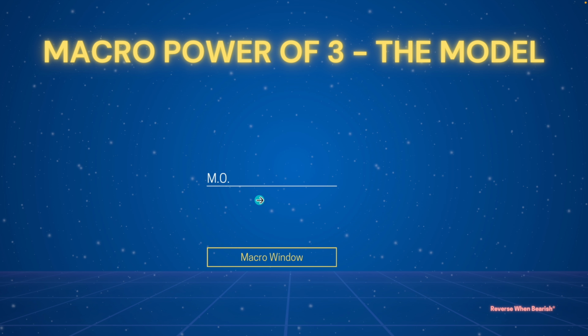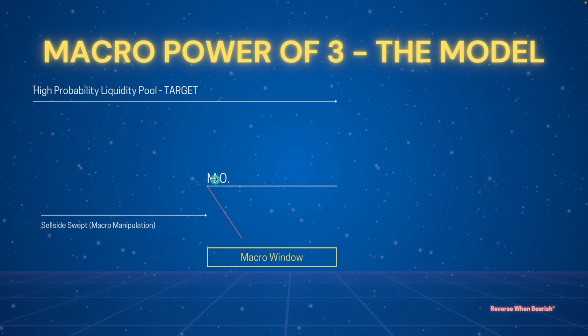So here, with macro power of 3, we want to see certain things occur in order for us to get involved in a trade. Obviously, again, we want to build our bias and have that high probability liquidity pool. But when it comes down to execution, this is going to be our go-to entry checklist. So with macro opening price for a long setup, we want to see this high probability liquidity pool, and we want to see sell side swept here, right? So we want to see price enter the macro window and go below macro opening price. So this is macro manipulation. So again, it's just power of 3 on a micro level, right? So we're going below macro open to sweep a low, okay?